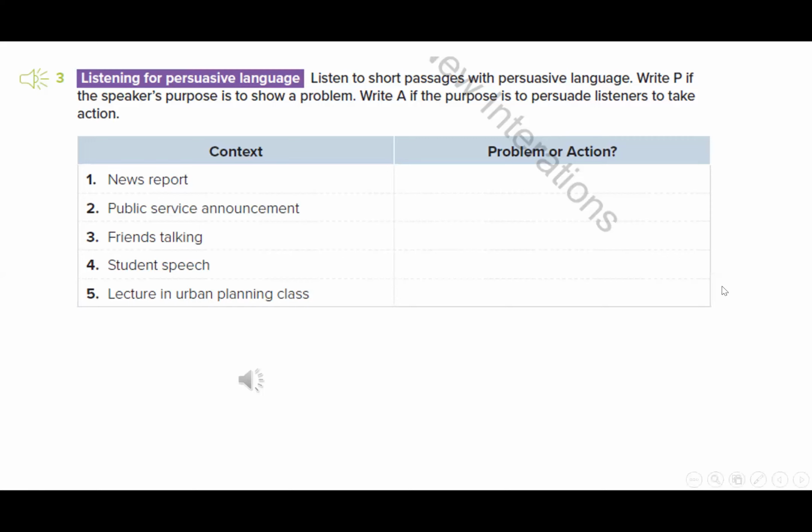Now, let's go to number 1. Number 1 is showing a problem. Why? Because she was talking about electronic devices, and how teenagers use electronic devices. He was showing a problem. He doesn't ask us to take action, just showing the problem. Number 2 asks people to take action.